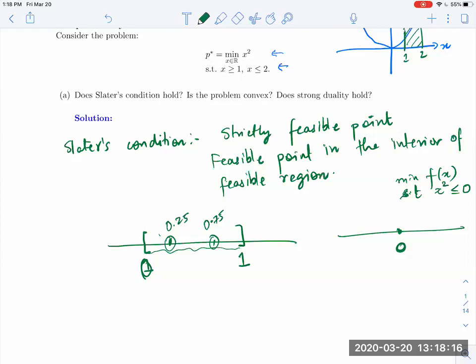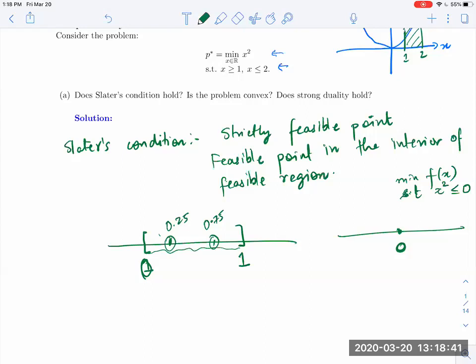I have another question on the Slater condition. For the interior point, what's the definition of interior point? If our set is just one point on the real line, then we don't consider that interior, right? Yes. Or if the set is discrete, then there's no interior point. Yes, there is no interior point. Okay, thank you.